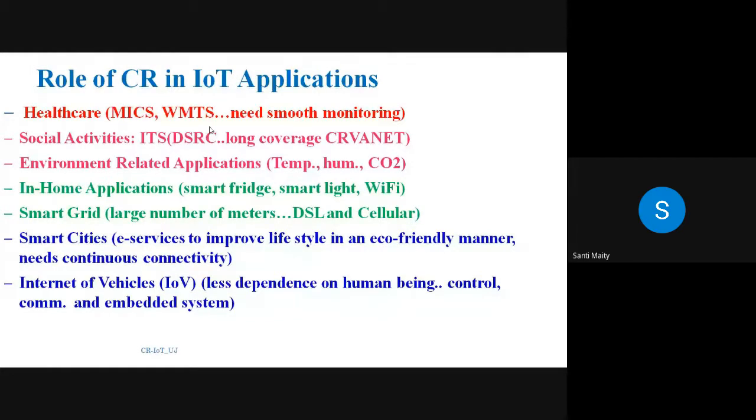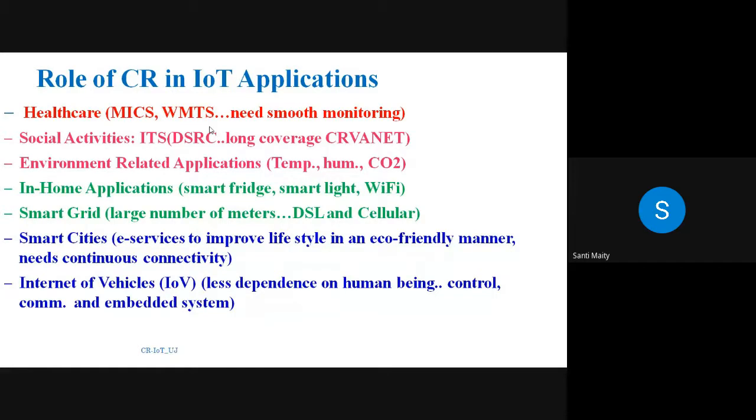In smart cities, we can expect to have e-services to improve lifestyle in an eco-friendly manner, and that's because of the progress in information and communication technologies. We can look for continuous connectivity that will ensure all this information and communication system to be in the backbone. So data gathering and user interaction is an important aspect, and that needs the CR-based IoT.